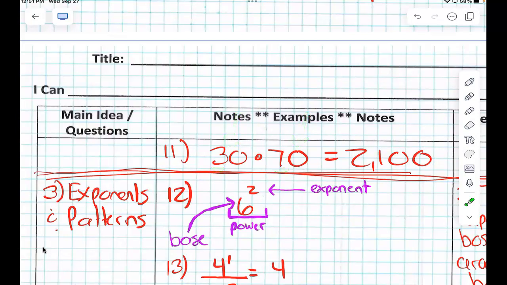What's 3 times 7? 21. So I write my 21 right there, and then I have to tack on how many extra zeros? 2. If I have 2 zeros in my problem, I tack them on. So my final answer is 2,100. Nice.